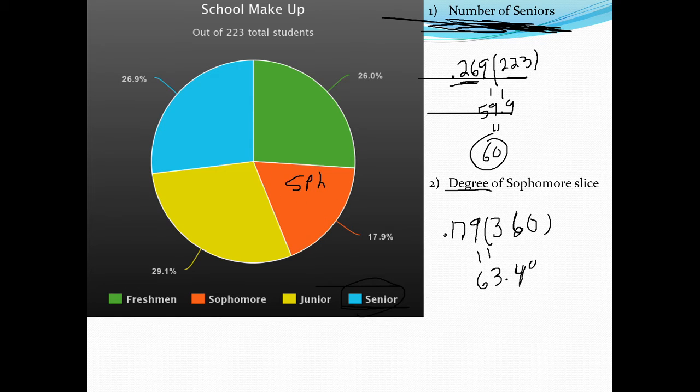So again, if it asks you for the number of something, you take the percent, multiply it by the total number of people in your survey. If it asks you for the degree of something in a pie chart, you take the percent and multiply it by 360, because again, there's a total of 360 degrees, and in this case, my sophomores should make up 17.9% of that 360.